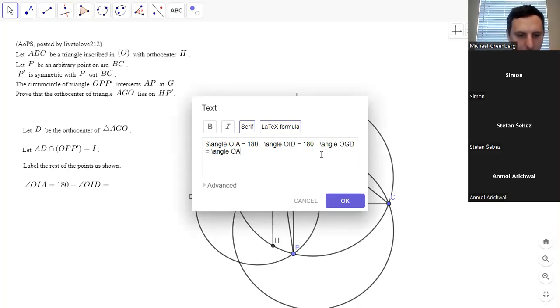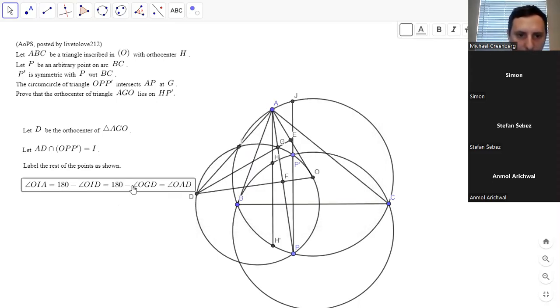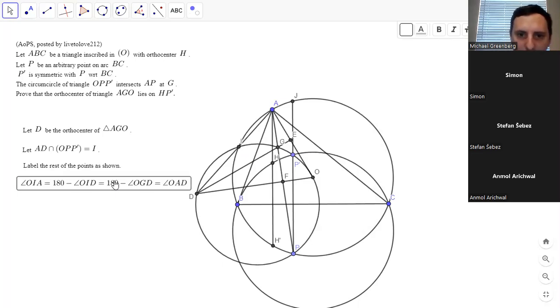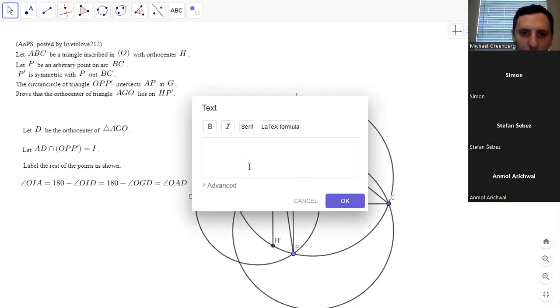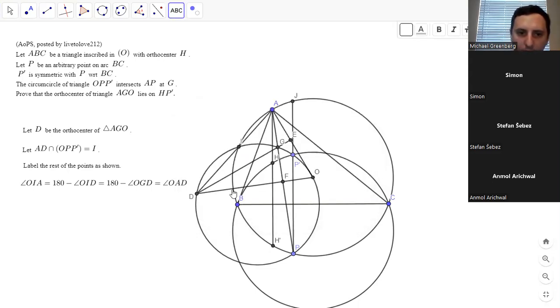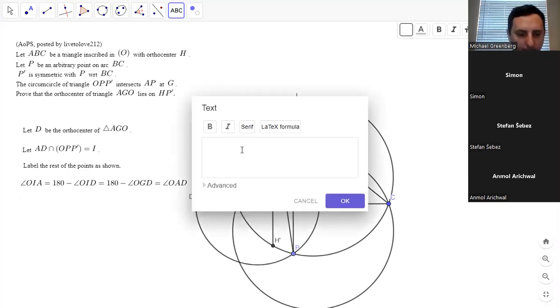So that means that triangle OIA is isosceles. Or I'll just say even simpler: OI equals OA implies I lies on the circle ABPC.